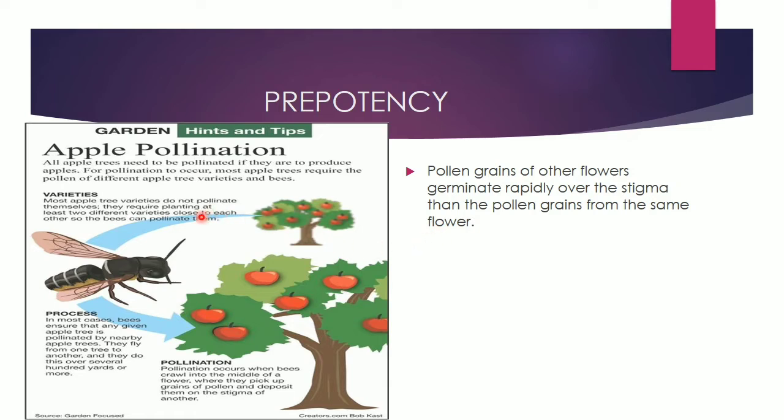Okay, the example is apple. Here it is actually being explained. In most cases the bees ensure that any given apple tree is pollinated by nearby apple trees, not from the same tree. So from nearby apple trees the bees will be collecting pollen grains and putting them on the stigma of the next one. That way these bees always act as the pollinating agent, promoting cross pollination. This is happening in apple trees.